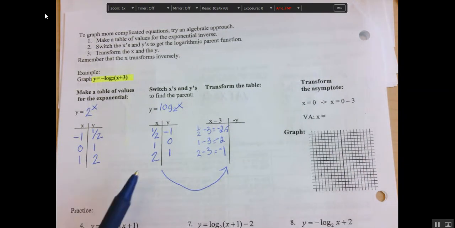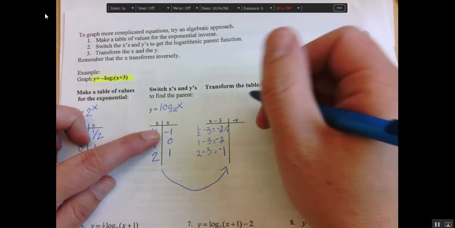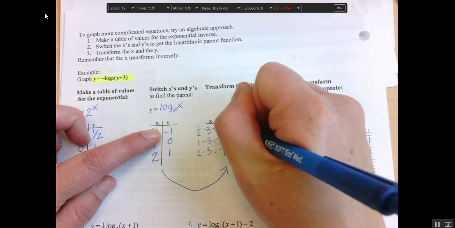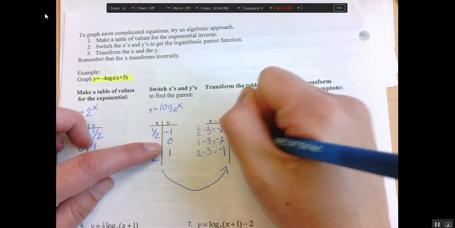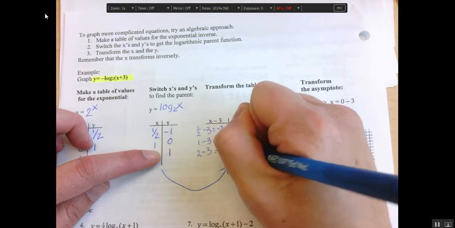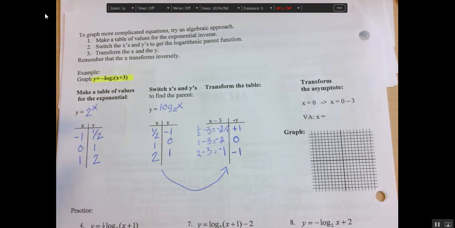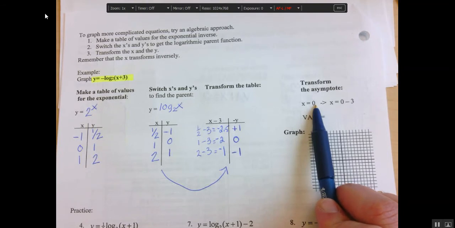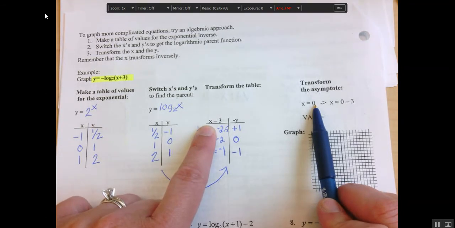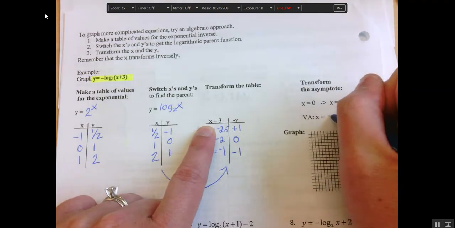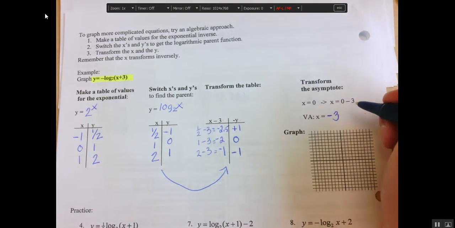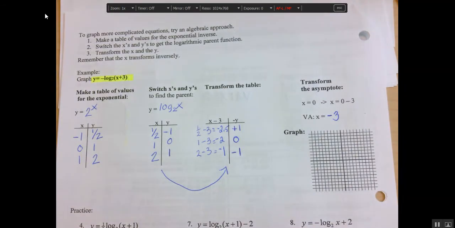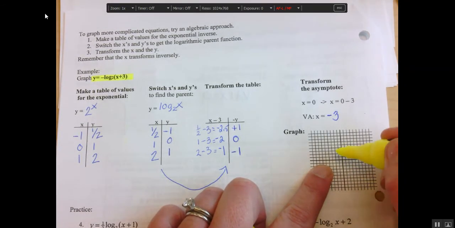Okay, so I took the x's from my logarithm and I transformed those, and now I'm going to transform the y's. So the opposite of -1 is +1, opposite of 0 is 0, and the opposite of +1 is -1. My vertical asymptote is also transformed. It used to be x equals 0. So you put that into your x transformation, and you subtract 3, and you get x equals -3. So graph your transformation, and then graph your points.